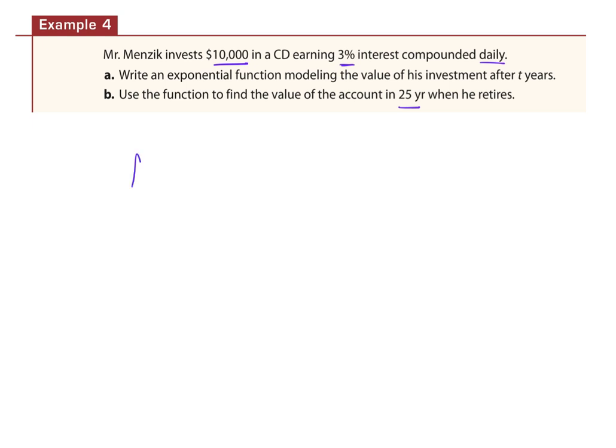So I'm going to say the account balance is going to be my initial amount, $10,000, times 1 plus my rate. What is my rate? 0.03 over the number of times it compounds in a year. That would be 365. And I am going to raise that to the 365 times the number of years, in this case, 25.